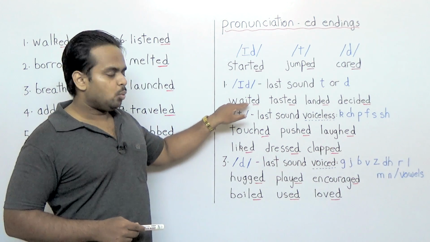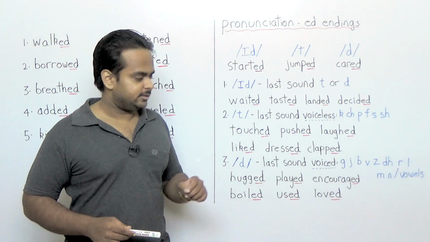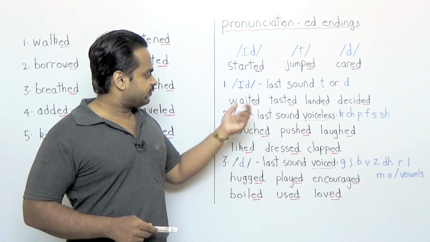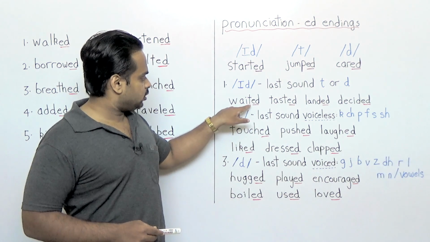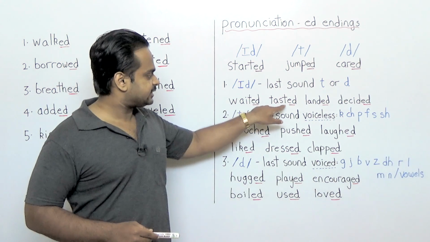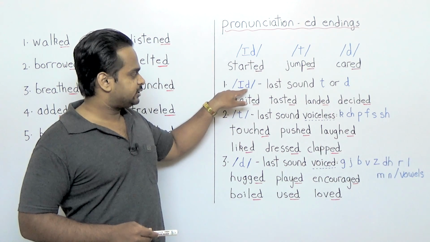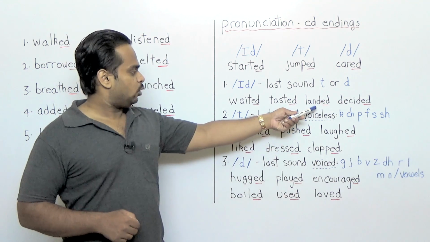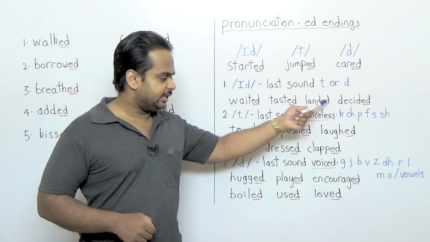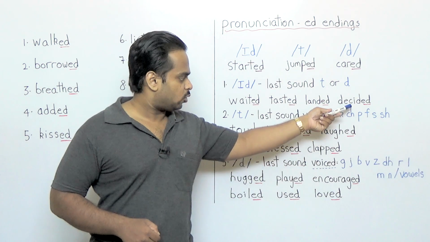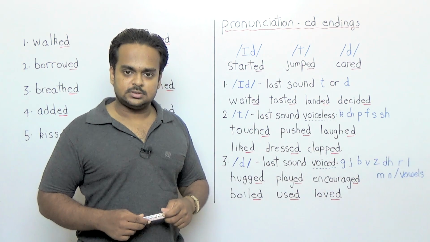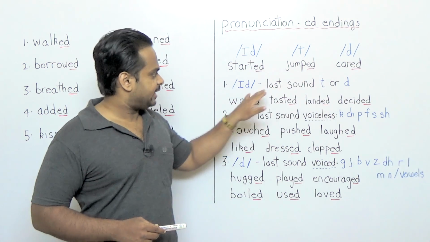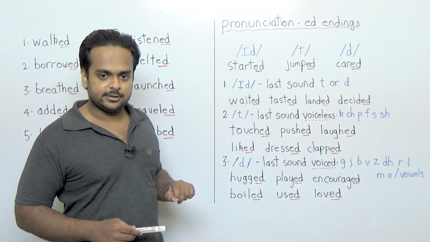Like, for example, waited, tasted. In both of these words, the last sound before the ed ending is t, so we use id. Similarly, in these two words, the last sound is d, so landed, or decided. So if the last sound is t or d, then the ed ending is pronounced id.